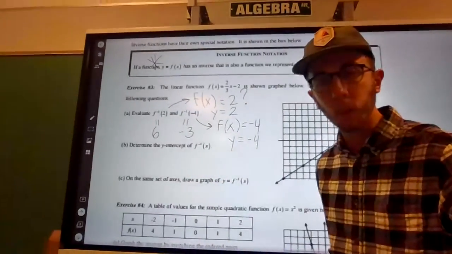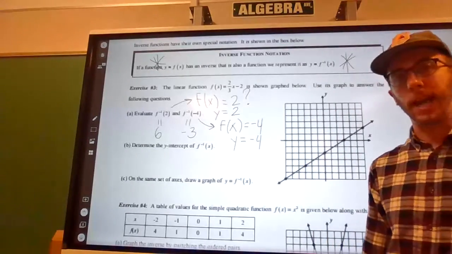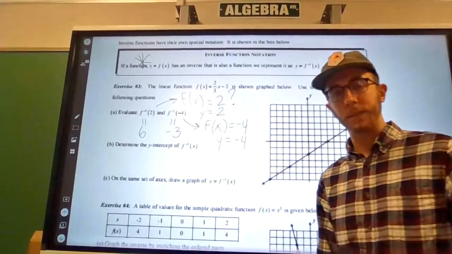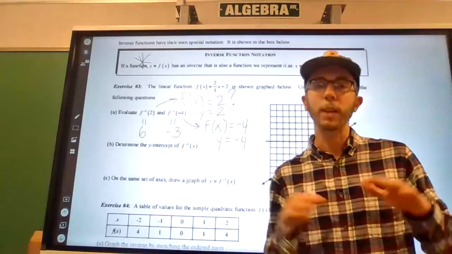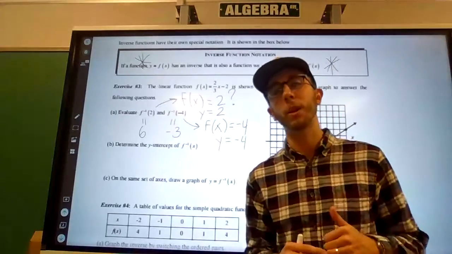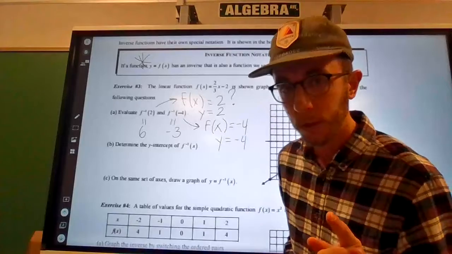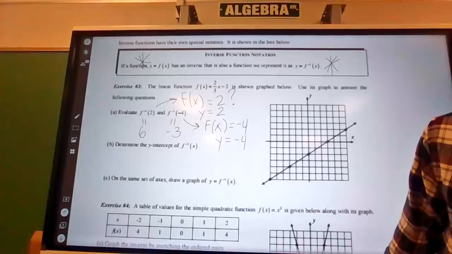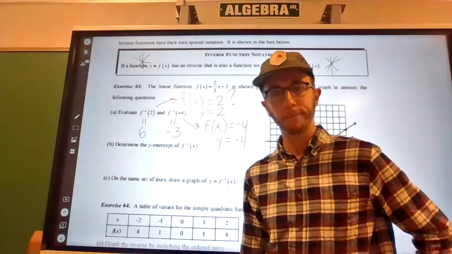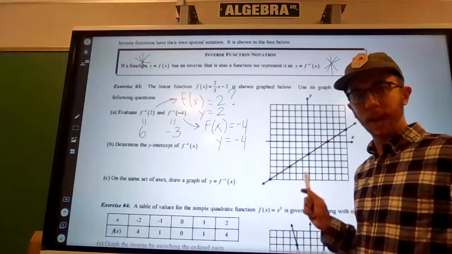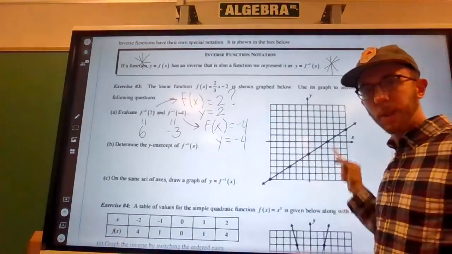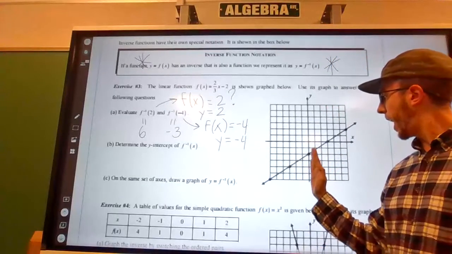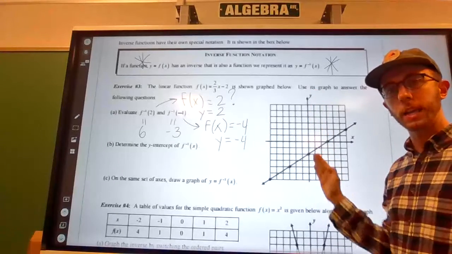We now need to determine the y-intercept of f inverse of x. This is one of my favorite concepts, one of my favorite questions to ask. What is true for every y-intercept? What is true for every y-intercept? Can you show me on this graph where our y-intercepts would be? Everybody should be saying on the y-axis, this is where you'll find your y-intercept.